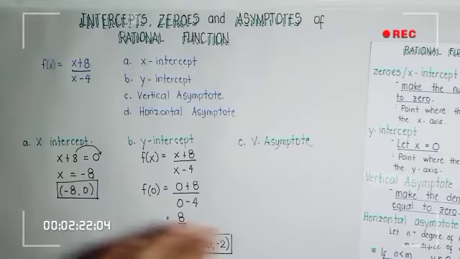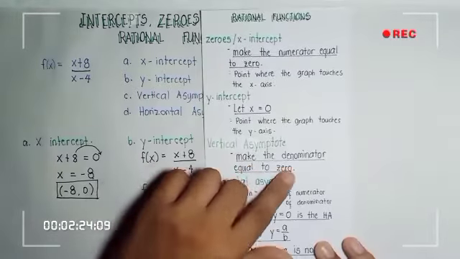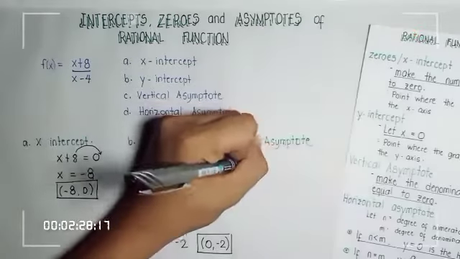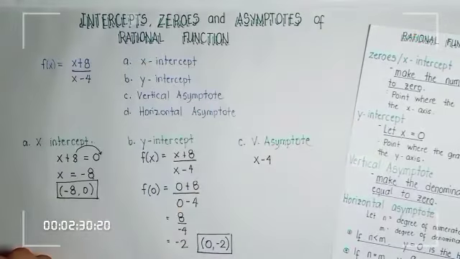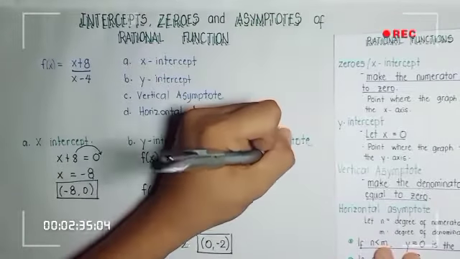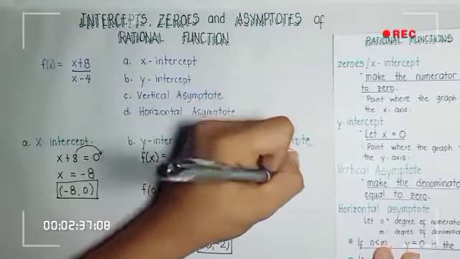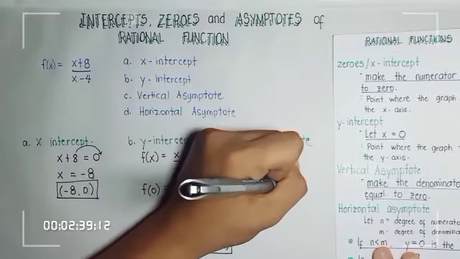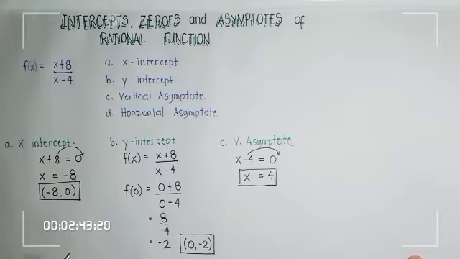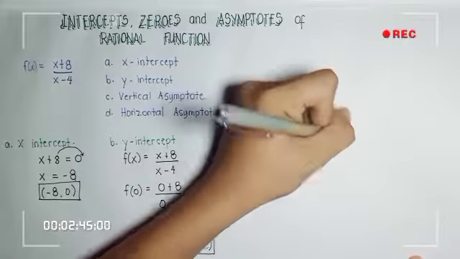Next, vertical asymptote. Just make the denominator equal to 0. The denominator is x minus 4, and we equate it to 0. Transposing negative 4, we have x equals 4, and that is already the vertical asymptote.